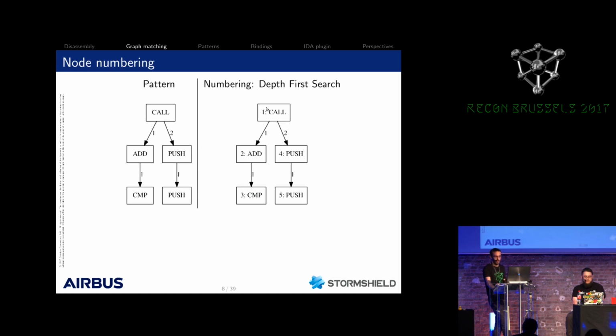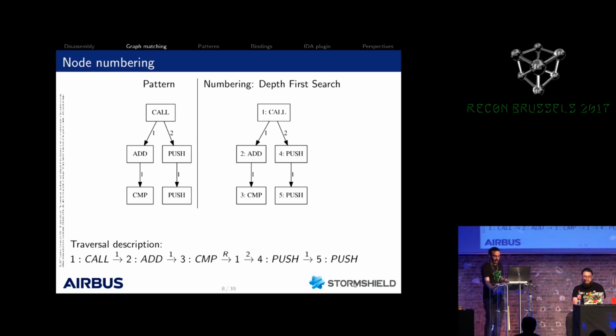I take the root node, so it's a call, I number this one 1. Then I take the first child of the call, I get to the add, I number it 2. Then I take the first child, I number it 3. Then I go back to the call, I go to child number 2, number it 4, and go to child number 1, number it 5. So I can describe it in a text way as this.